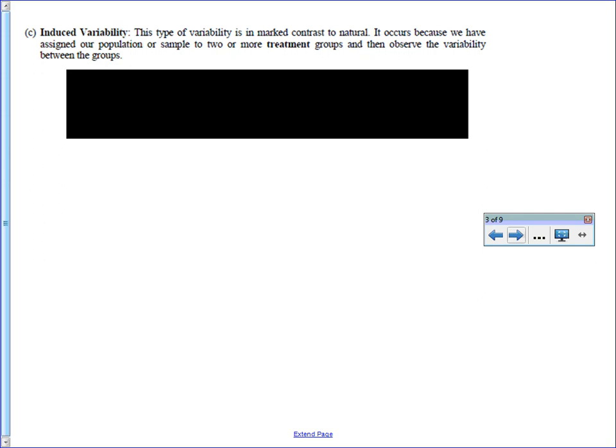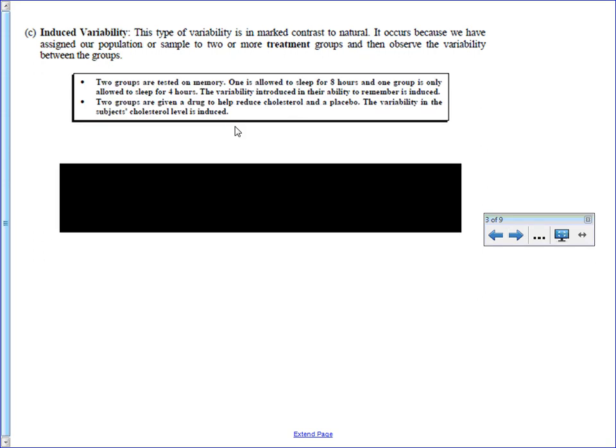Induced variability. This type of variability is in marked contrast to natural. It occurs because we have assigned our population or sample to two or more treatment groups and then observe the variability between the groups. So it's kind of like forcing variability on one of them as opposed to the other. Here's my example. Two groups are tested on memory. One is allowed to sleep for 8 hours and one group is only allowed to sleep for 4 hours. The variability introduced in their ability to remember is induced. So I treated the two groups differently, so that causes perhaps different outcomes.